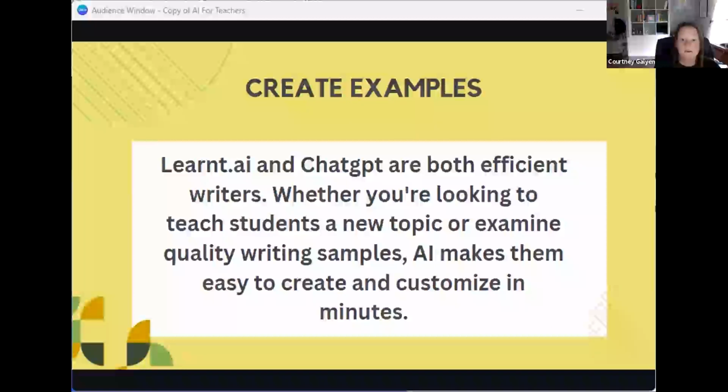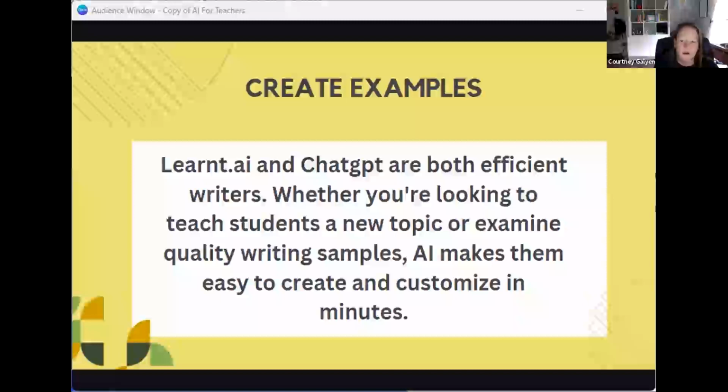Using AI to create examples for students. Learned AI is one we're going to talk about here in a minute, but it and ChatGPT are both very, very efficient writers, meaning they can write way, way faster than you and I can. And they can do it on a pretty acceptable level. So if you're looking to teach students a new topic or examine quality writing samples, AI makes them easy to create and customize in minutes.